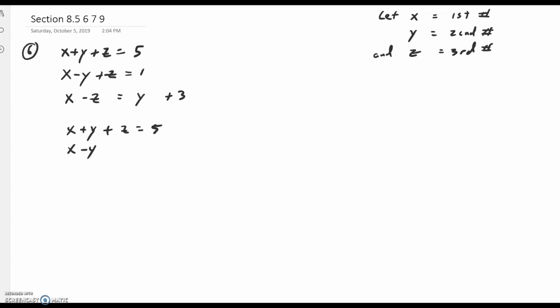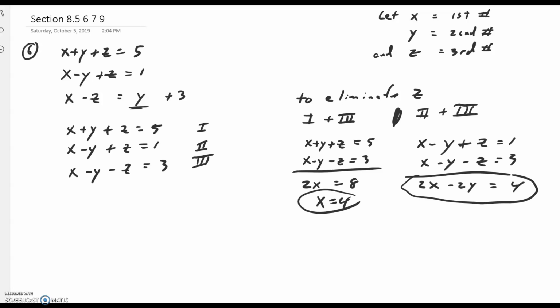The first two are already in standard form, so that's pretty nice. Here I need to do a little work. I'm going to subtract y from both sides, and I'm going to get this. And now the question is, what do I do? The answer is, there's lots and lots of things I could do. I'm going to create a plan to eliminate z's.